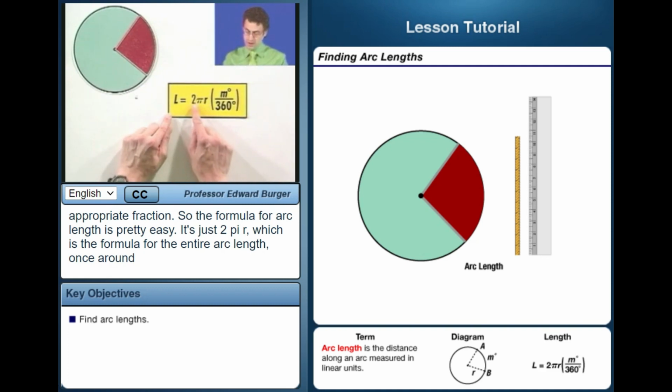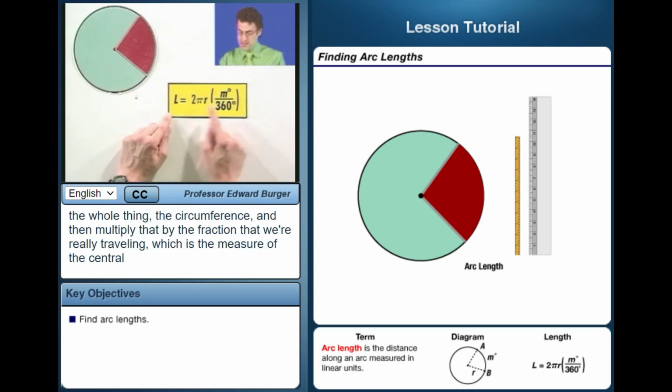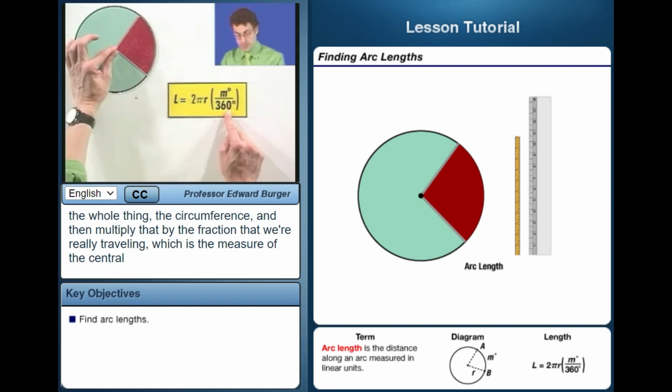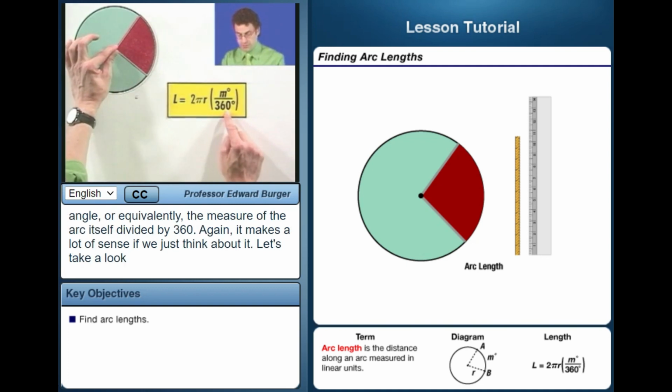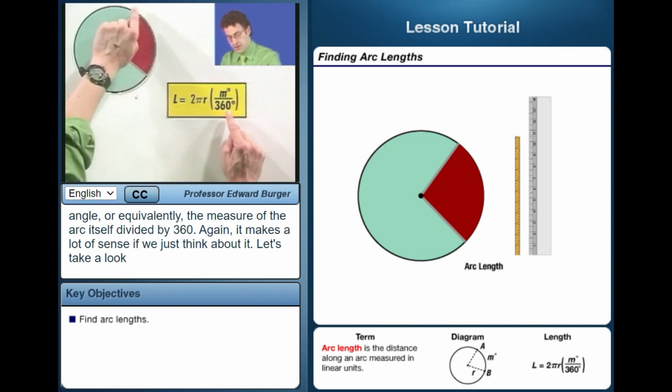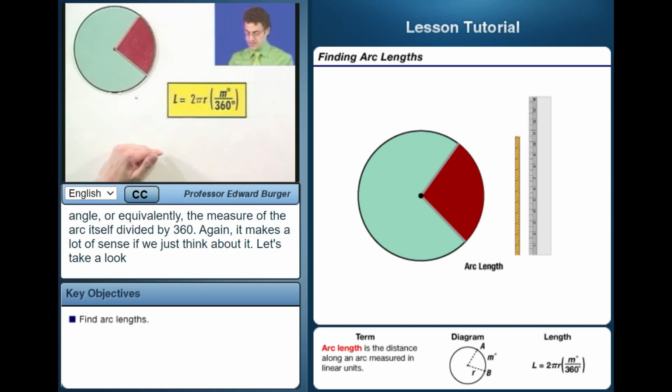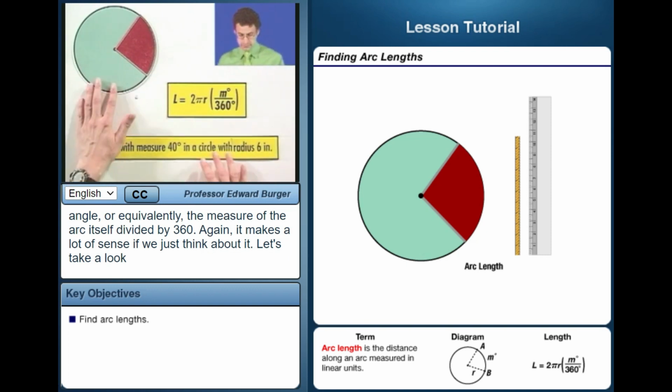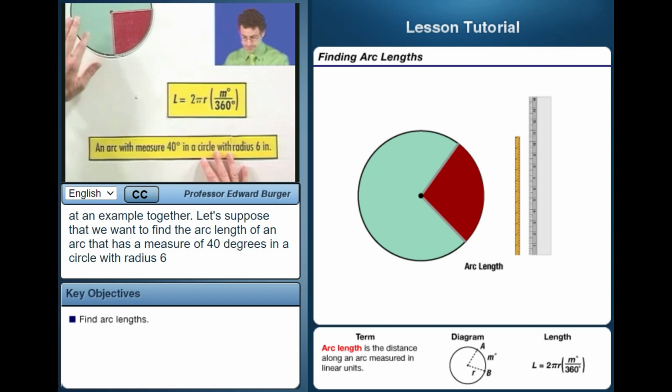It's just 2 pi r, which is the formula for the entire arc length, once around the whole thing, the circumference, and then multiply by the fraction that we're actually really traveling, which is the measure of the central angle, or equivalently, the measure of the arc itself divided by 360. So again, it makes a lot of sense if we just think about it. Let's take a look at an example together.